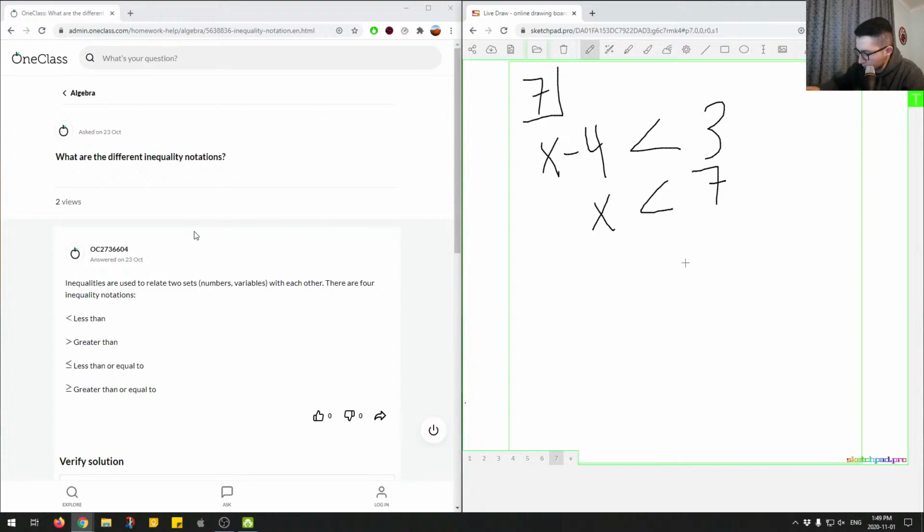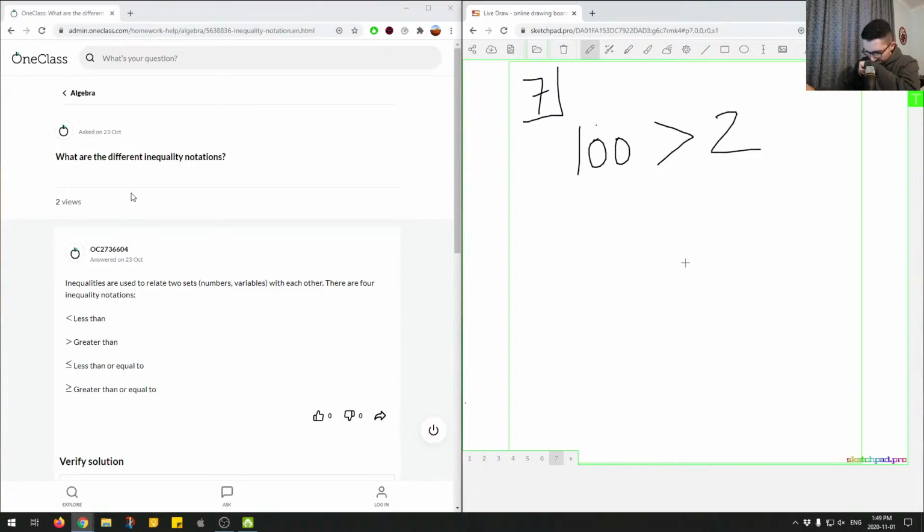Let's say we had greater than. So greater than is this way. This could be like 100 is greater than 2, or 2 is greater than 1, stuff like that. We can also use an expression again, so we'll add variables to this equation.